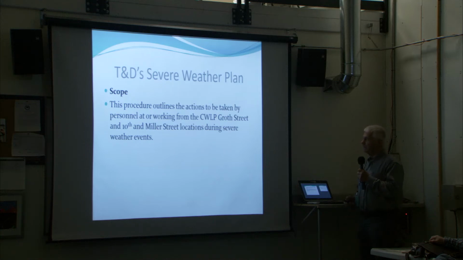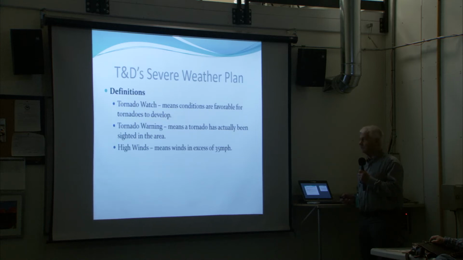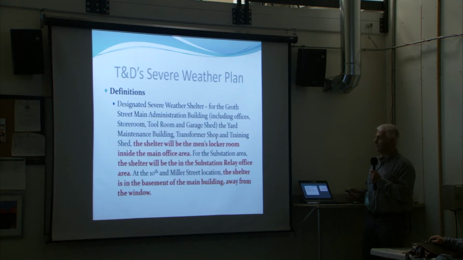The procedures outline the actions to be taken by personnel at or working from the CWLP Grove Street and 10th and Miller Street locations during severe weather events. A tornado watch means conditions are favorable for tornadoes to develop. Tornado warning means a tornado has actually been sighted in the area, and high winds means winds in excess of 35 miles an hour.